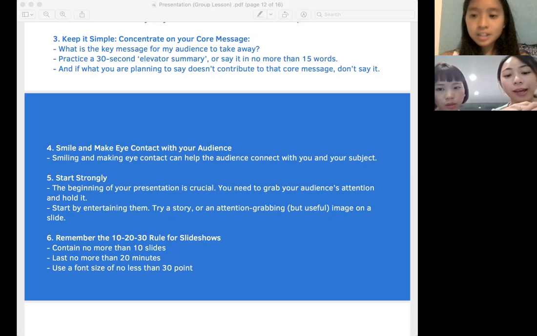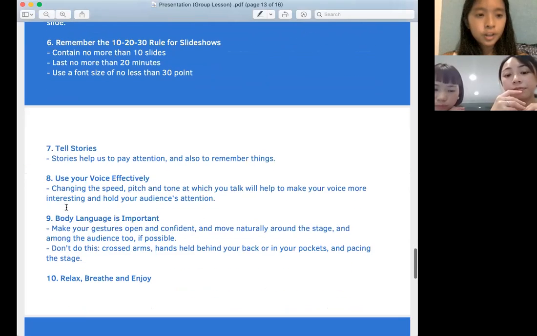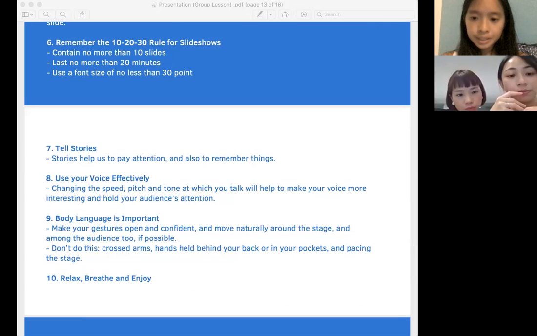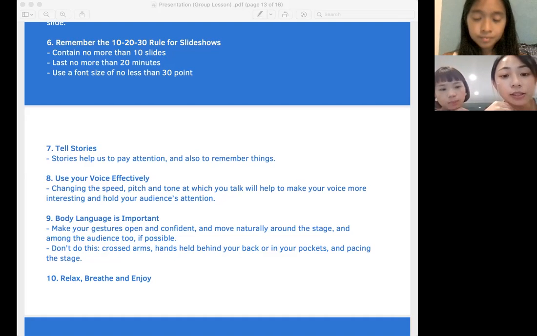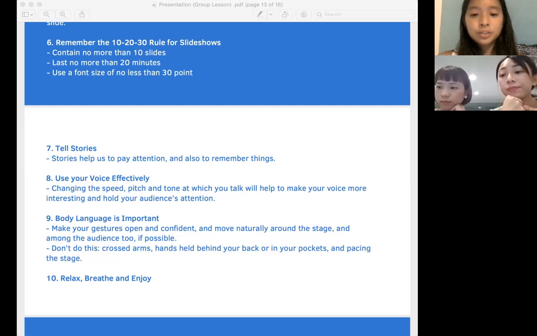No more than 10 slides. Don't make it too long. Last no more than 20 minutes. I would say 10 to 15 minutes would be a good time for the presentation. Okay, number 7. What's number 7 here? Tell stories. Stories help us to pay attention and also to remember things. This is really straightforward, right? We love stories. We always love to listen to stories.